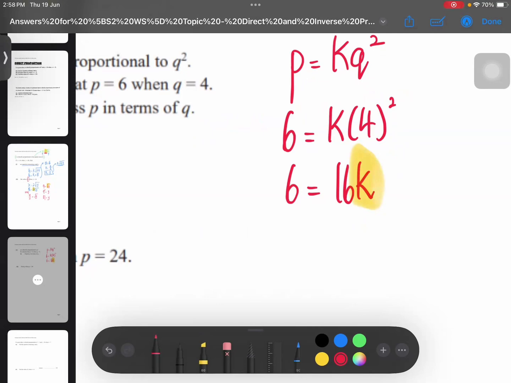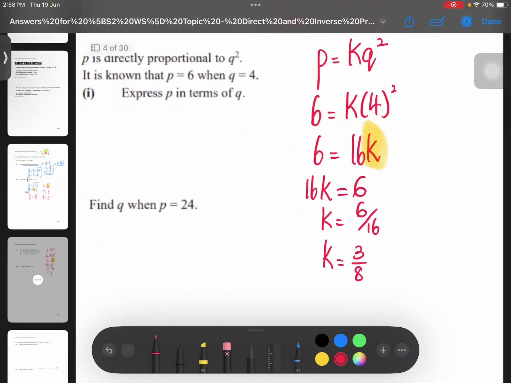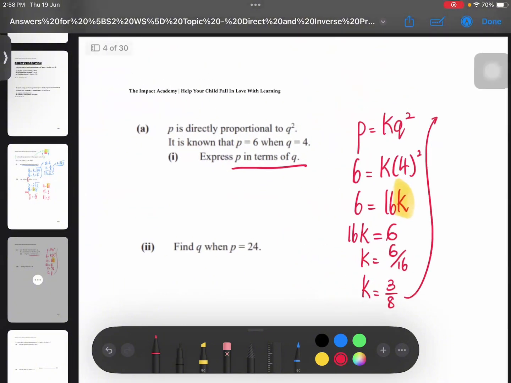You can write 16k equals 6. To find k, we do 6 over 16. When I do 6 over 16, I get k equals 3 over 8 in fraction form. Okay, so to express p in terms of q, what you're going to do is you are really going to just say what?